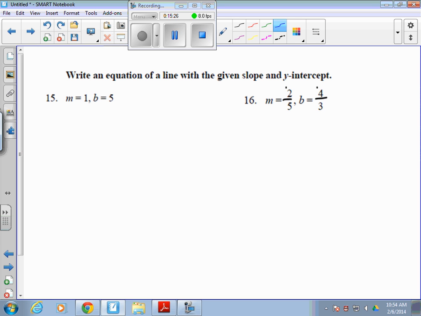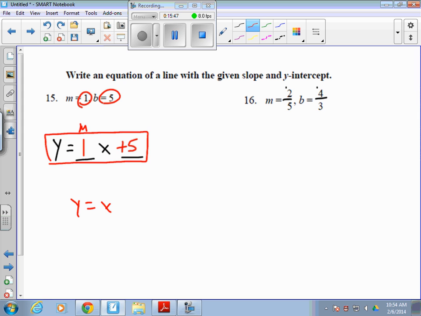Write these equations given the slope and the y-intercept. Well, if you want to write it in slope-intercept form, you want to write it as y equals mx plus b, where we plug in m's value where m goes, and we plug in b's value, +5, where b goes. y equals x plus 5. There's no reason to write the 1 in.